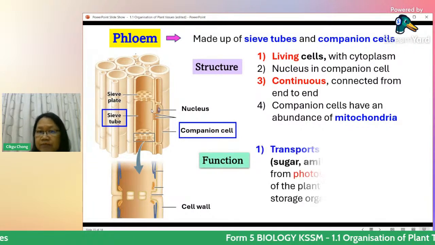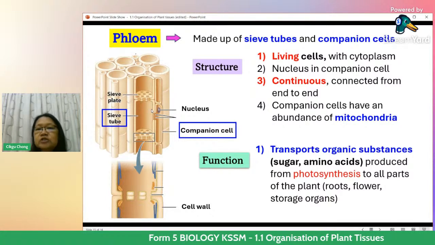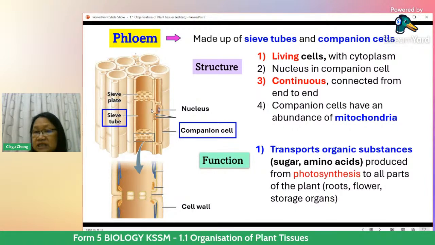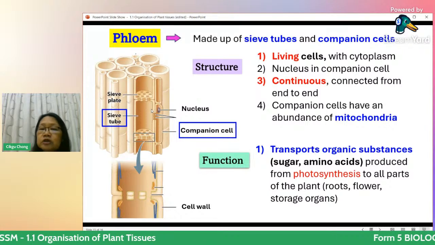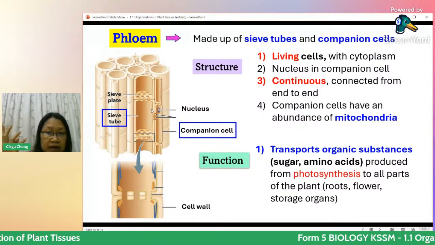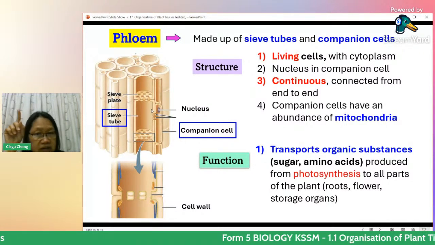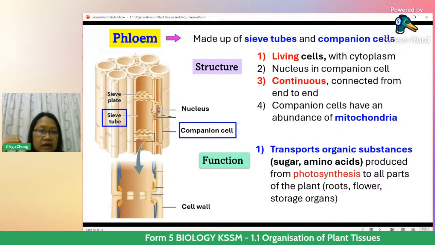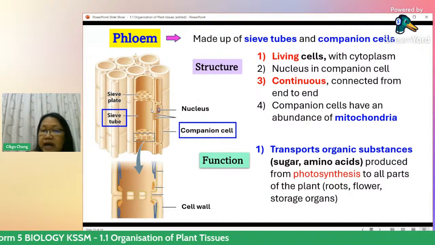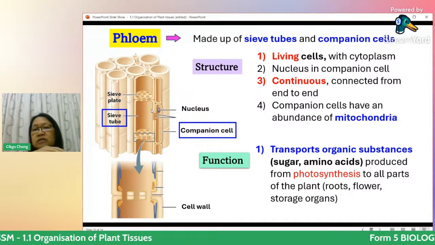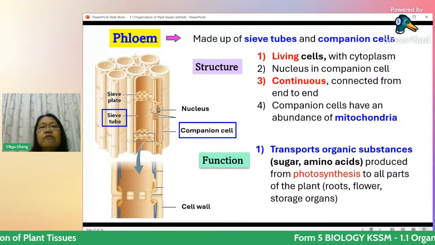Okay, function. What's the function of phloem? Simple. Only one, which is transporting organic substances, which are sugar, amino acids, hormones, whatever, produced from photosynthesis. This is food, right? But it is always made in the leaves, through photosynthesis. To all parts of the plant, it can be to the roots, it can be going up to the flower, or any storage organ. Okay, so that is the function of phloem.